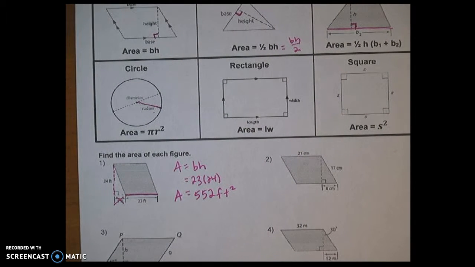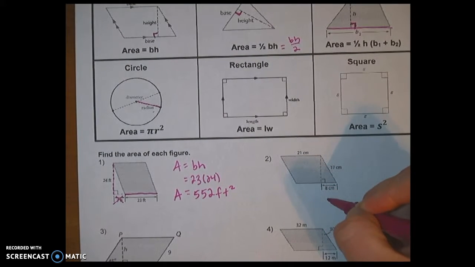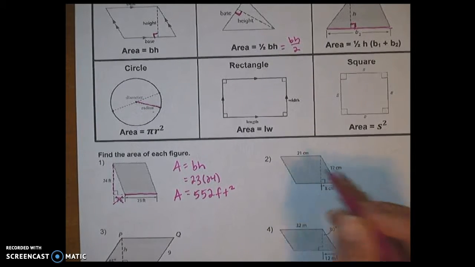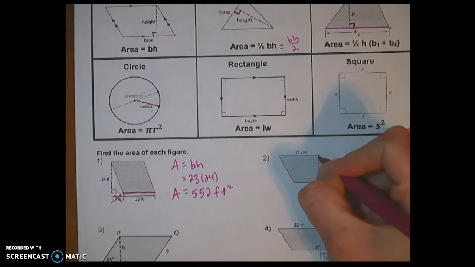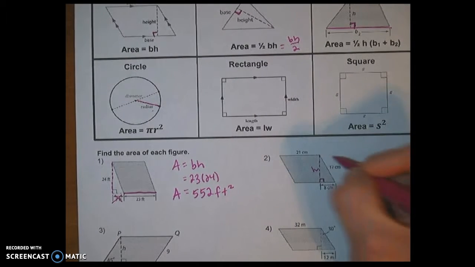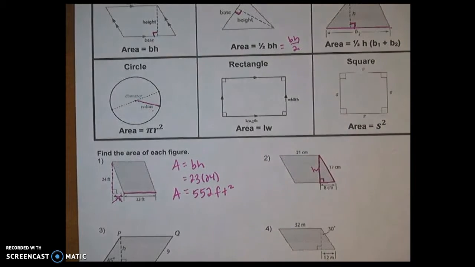Moving on to number 2. In number 2, this is my height, and my base is 21. This part of the base is 8. That doesn't really matter as far as the area goes, but it's really important as far as the height goes, because I don't have the height, but I need to find it. So we are actually going to use this right triangle right here to find it.